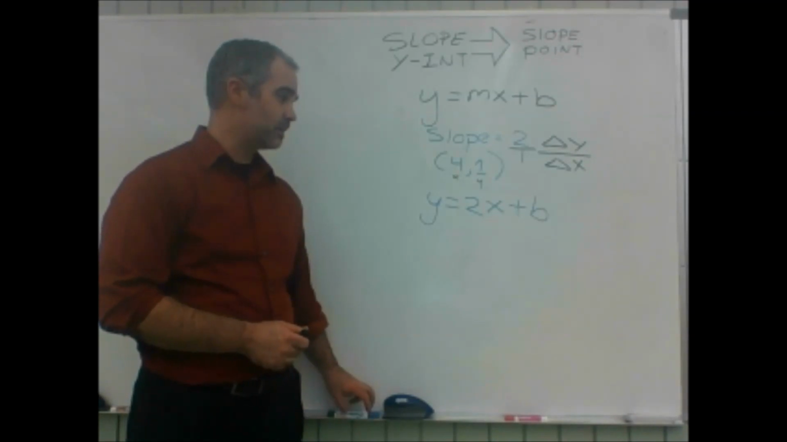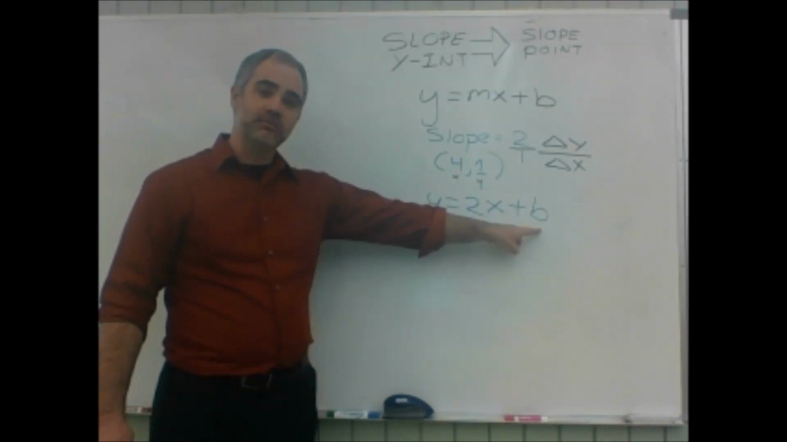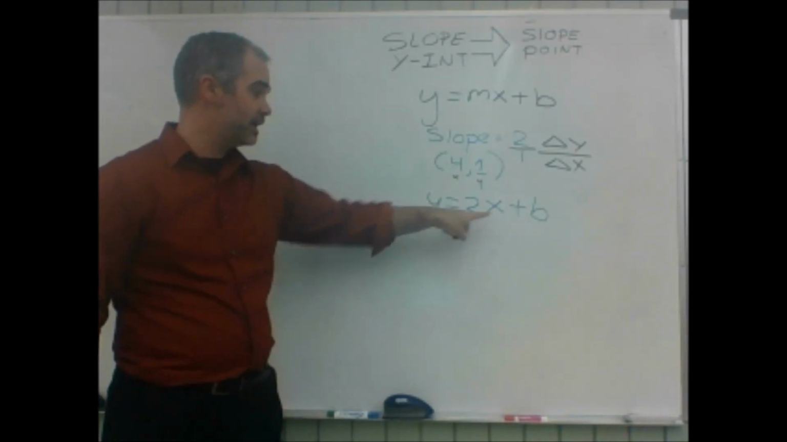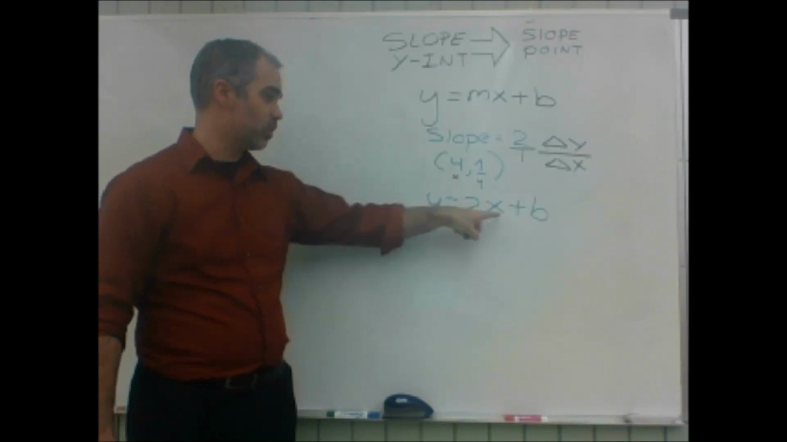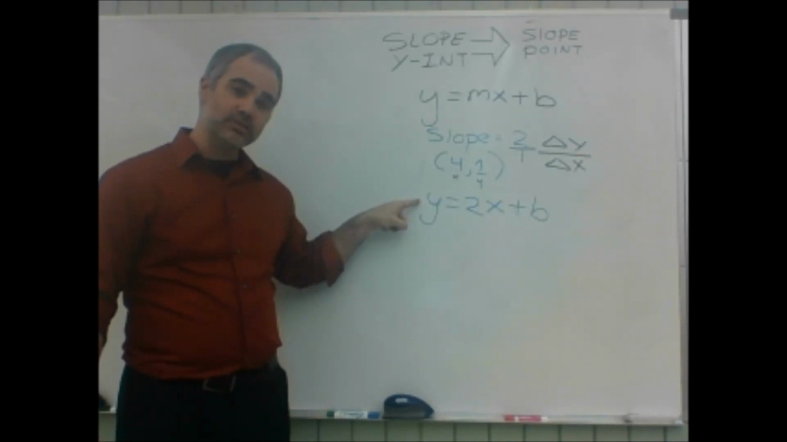And really the problem here is, I know b is really what I'm looking for. So if I just find a way to plug in a number for x and y, then maybe I could solve for b.